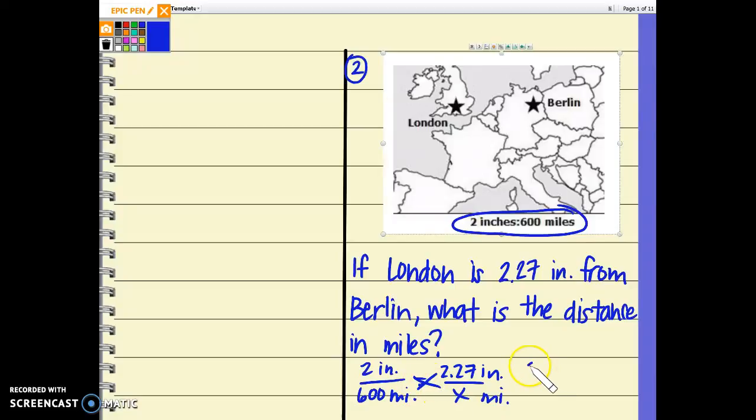Cross multiply. So we get 2x is equal to 600 times 2.27. That's 1,362. We'll divide by 2 to get x by itself, because 2 divided by 2 is 1. We get x is 681 miles.